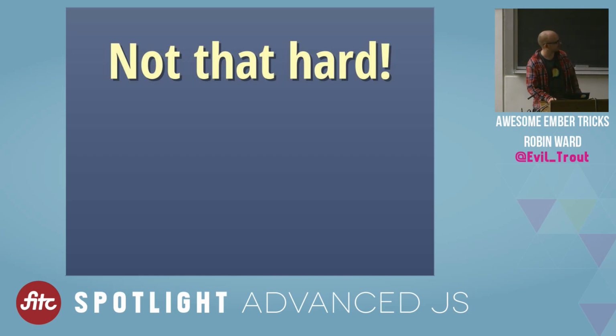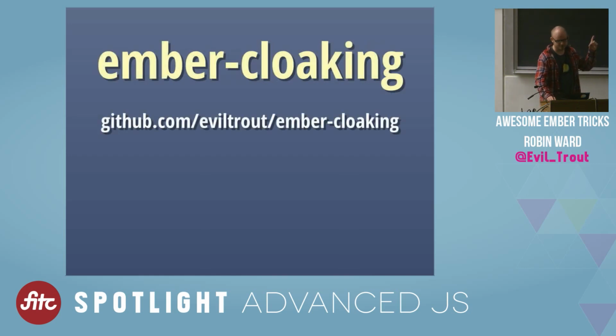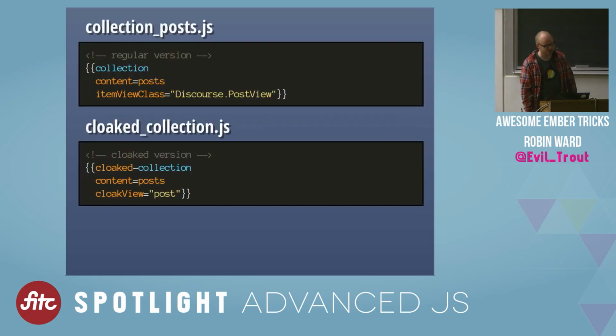Last night, I released Ember cloaking, which you can get on GitHub. It's a drop-in replacement for the collection tag. Normally in Ember, you use the collection tag to say I have a collection of posts, and the view class is post view. The new version has a very similar API. You say cloaked collection, and you say cloak view post, and then immediately it'll start observing this behavior. You don't have to use infinite scrolling, although it helps because the more you scroll, the more stuff goes on and off the screen.